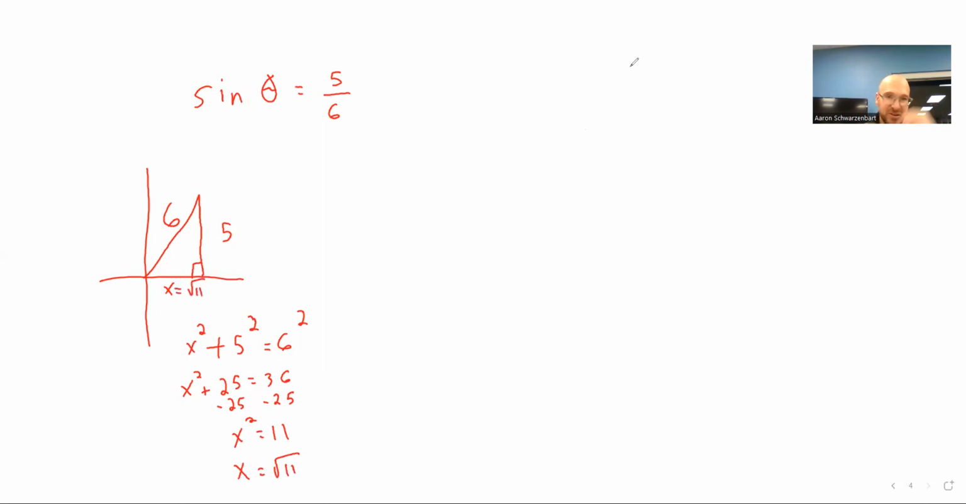So I know one of my trig ratios. I'm just going to write it out because it's helpful. I'm supposed to find the other 5.